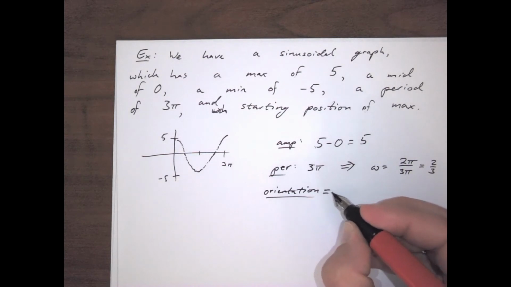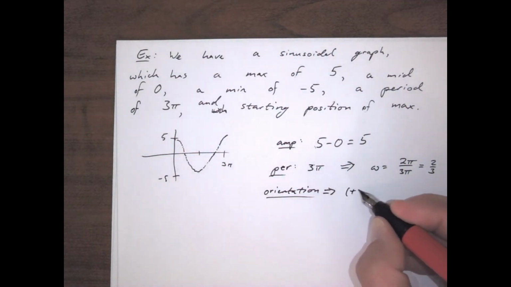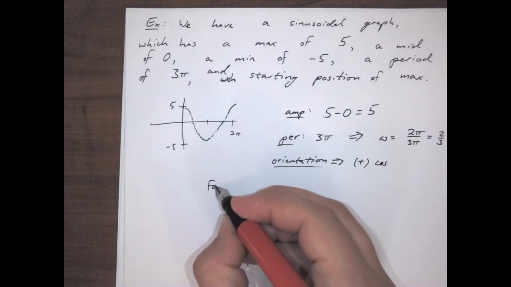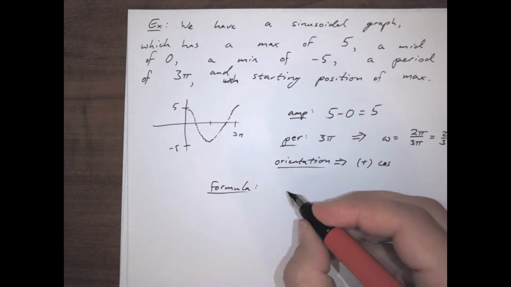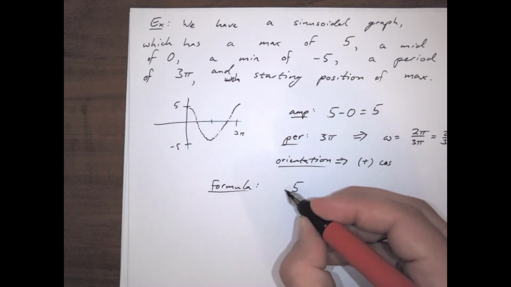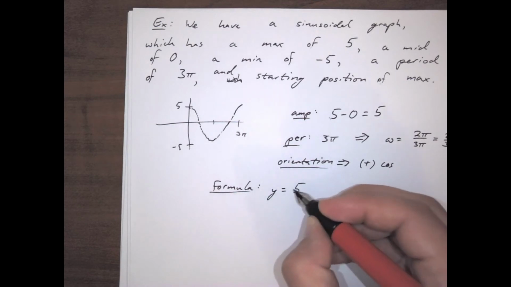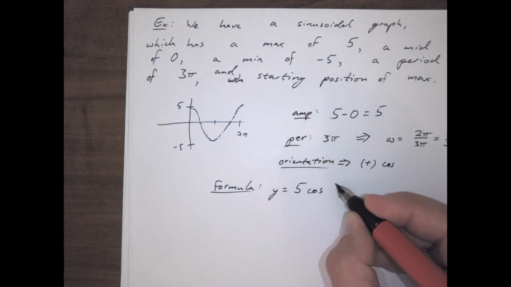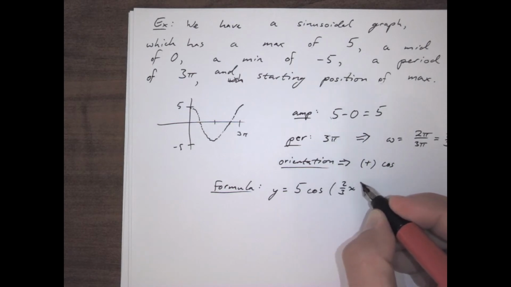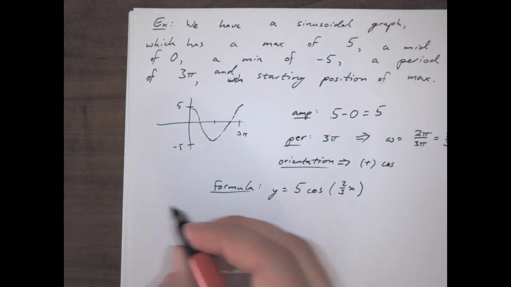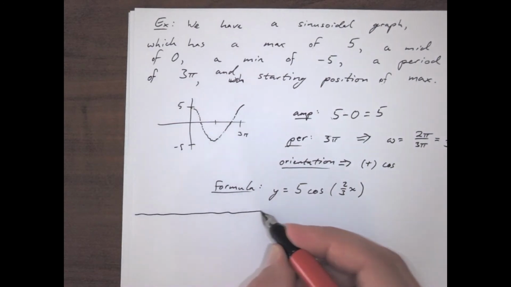So if it starts at its maximum, that means we are talking about a positive cosine. And so together, the formula would be 5, the amplitude, and it would be a positive or a negative, depending on the orientation, and the orientation indicates that it would be positive. It's cosine, it's 2/3 x, and it would be plus 0. So this particular section doesn't have a lot of vertical shifts, only a few. So that's how you go about constructing the formula from the graph.